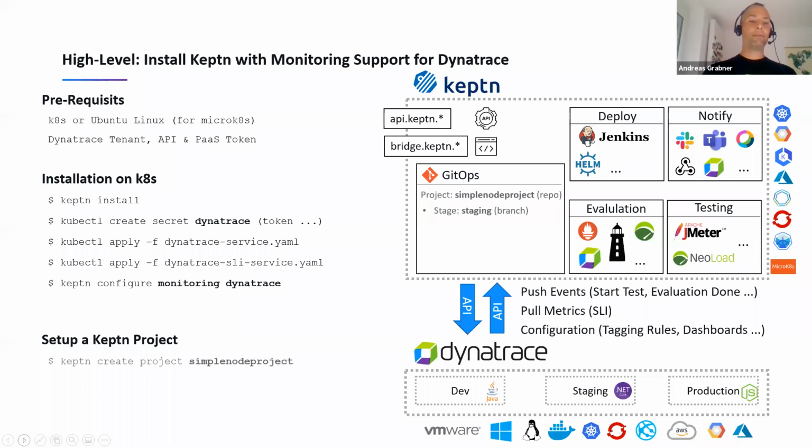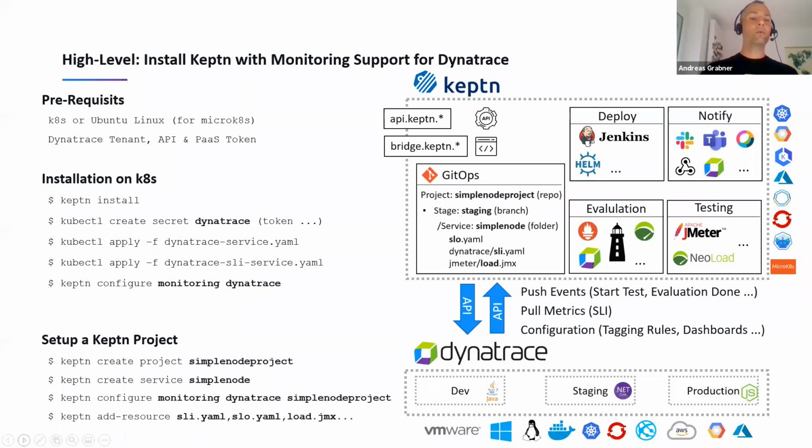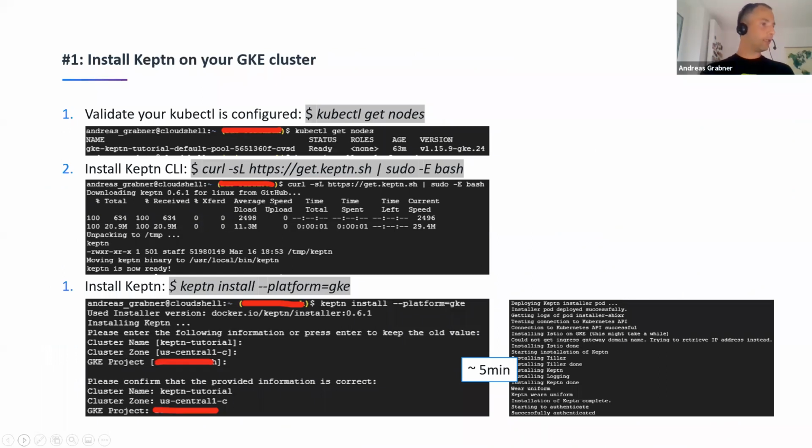Remember, I have a sample app. So we will create a project. We will create a service. And then we do, again, configure monitoring for that particular project so that we really make sure that for this Keptn project, we're using Dynatrace because you can actually have different monitoring tools being used for different projects. And we add all the additional resources like SLIs, SLOs, and let's, for instance, say the JMeter script to it. And then we can go off and say, Keptn, deploy my stuff. Good. So now let's get our hands dirty.